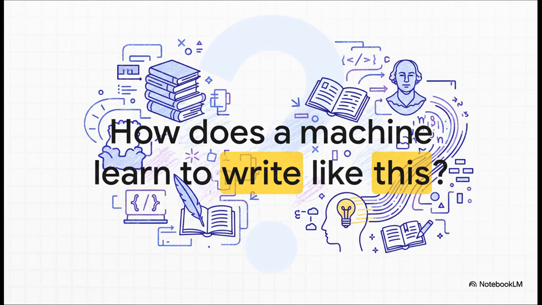And that leads us right to the big question. How on earth does a machine go from just seeing a bunch of text to creating something that can copy the style of a literary genius, even if it doesn't really get the meaning yet? That's exactly what we're going to break down.